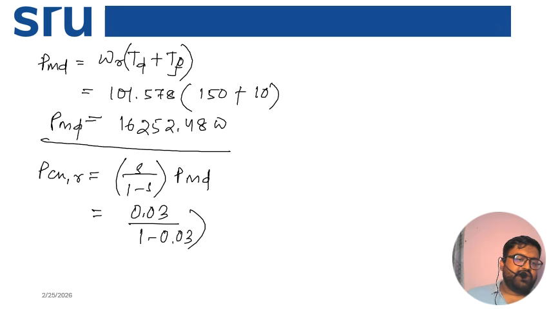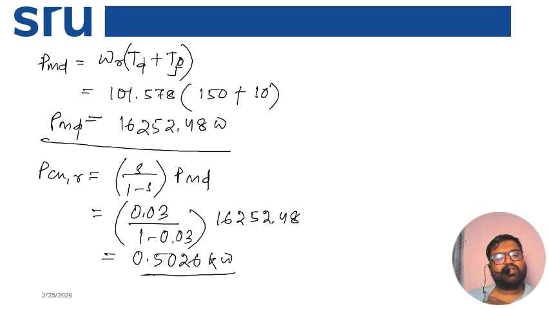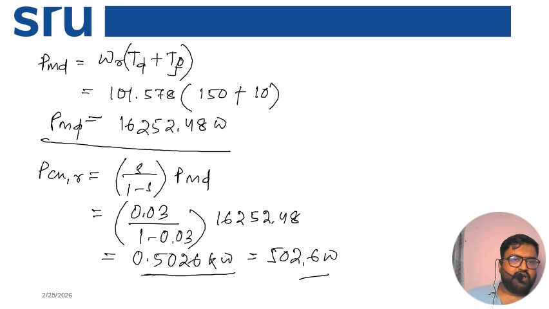That is P mechanical, 16252.48. If we multiply this, we will get 0.5026 kilowatt. You can write it like this in kilowatt, otherwise you can write 502.6 watt. This is the rotor copper loss. But what do you require last?